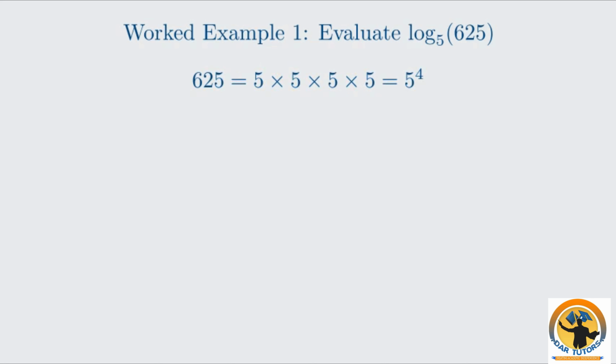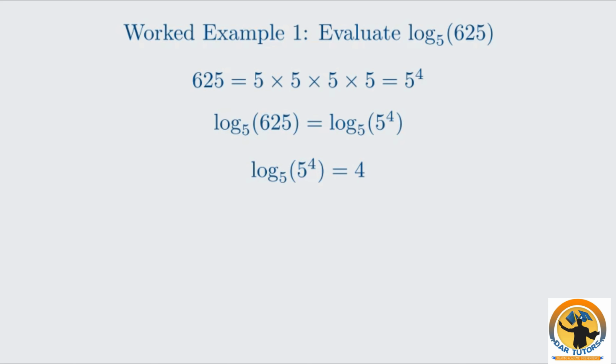Now we can substitute this back into our expression. Log base 5 of 625 becomes log base 5 of 5 to the power of 4. Using our cancellation principle, log base a of a to the x equals x, the answer is simply 4. So, log base 5 of 625 is 4.